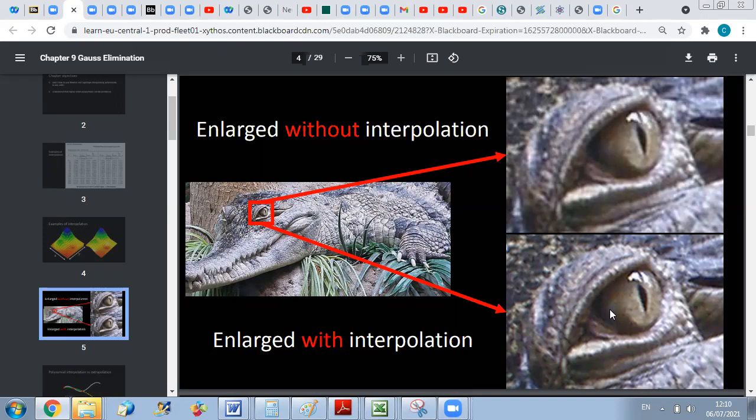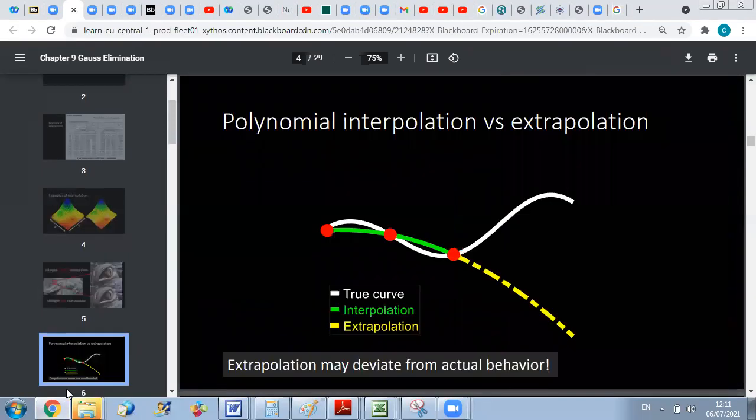Okay. Now, how to do these interpolations? We have several methods. To start with, let us consider the following example here. The white curve represents an actual curve. You have a true curve represented in white, and you want to find the extrapolation for this curve.